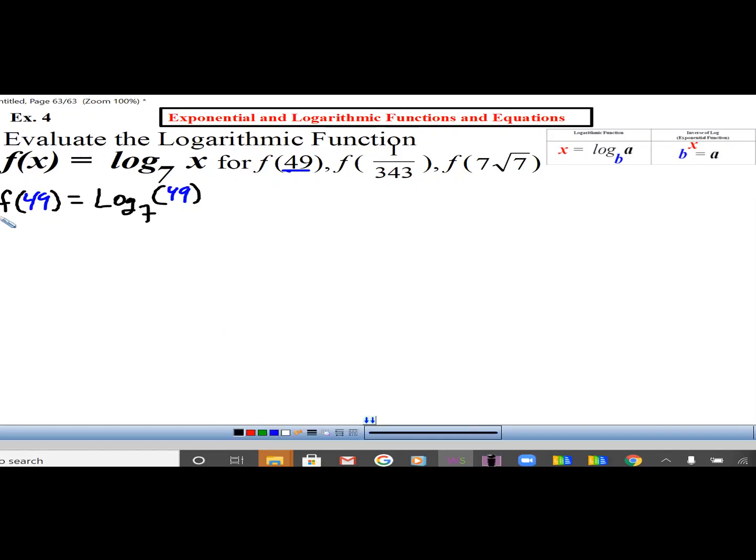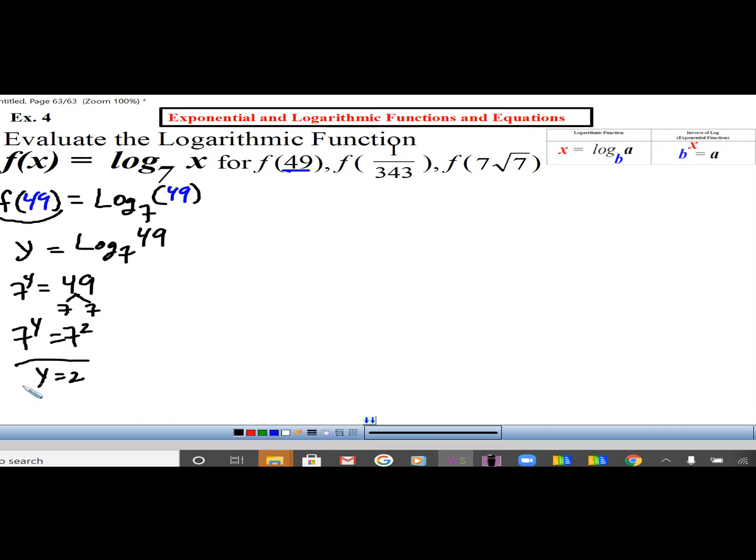To get started, pay attention to this part. Very important. This function notation needs to be changed to y form, which now reads y equals log base 7 of the given number 49. We're like, okay, I think I see it now, Mr. Q. So from there, we need to rewrite it. What's our base? Our base is 7, to the y exponent equals 49. From there, they need to have the same base. So 49 divided by 7 is 7. So this is 7 to the second equals 7 to the y. So we write our equation: y equals 2. That's how you evaluate a function.